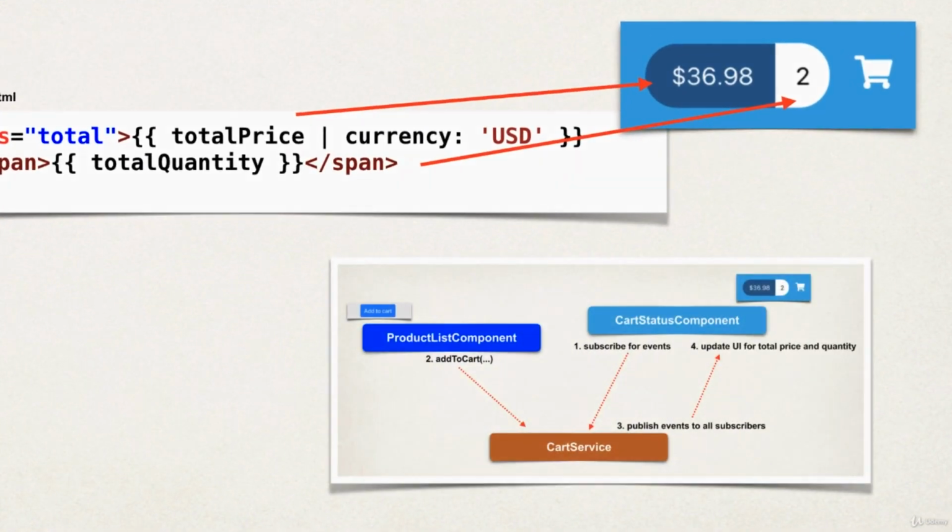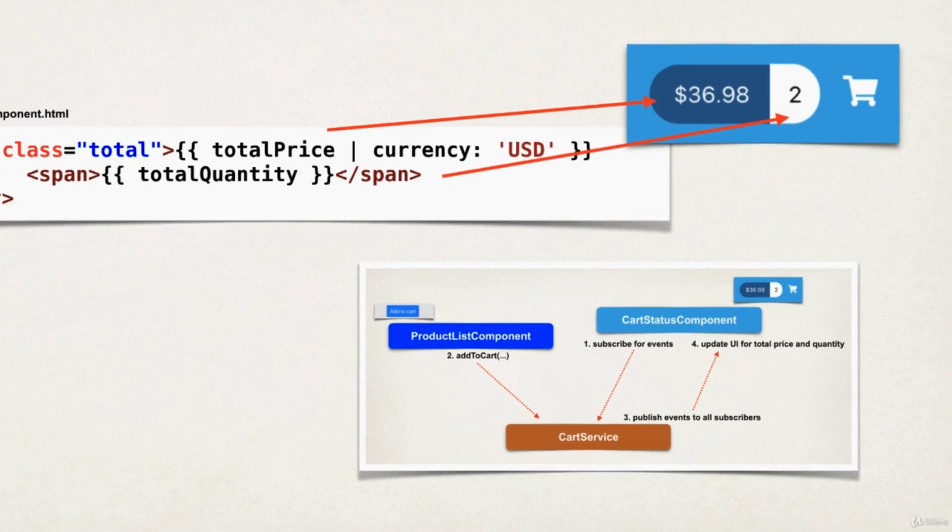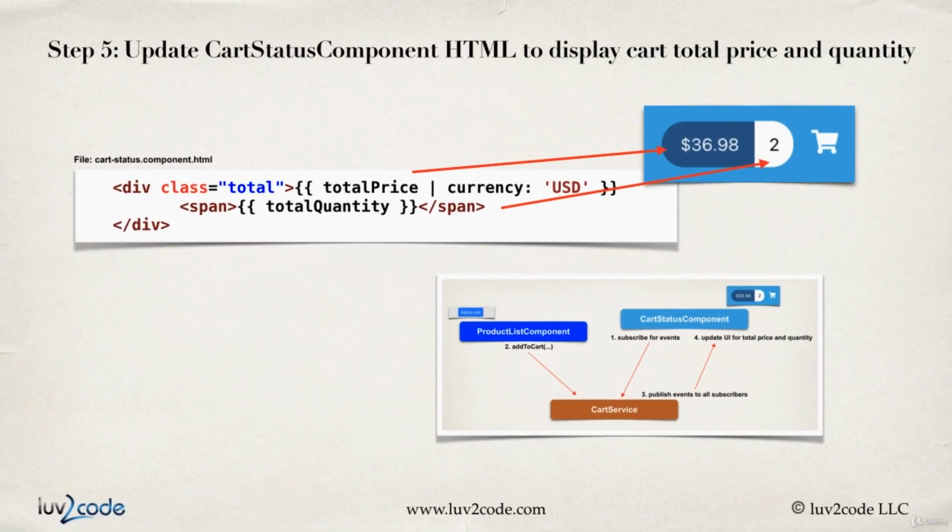Now remember our application interaction. The cart service is going to publish events to all subscribers. We'll get those events and update the UI for the total price and quantity, and we'll see those new updates right there in our cart status component. All right, I'm getting excited here. I'm ready to write some code. So let's go ahead and dive into our IDE and get started.